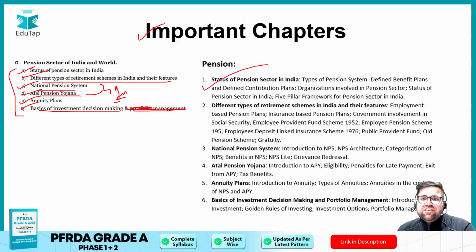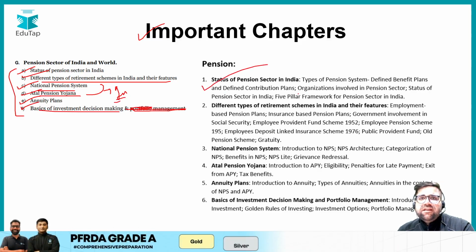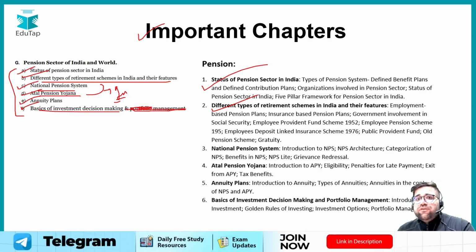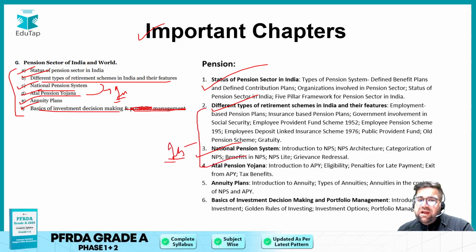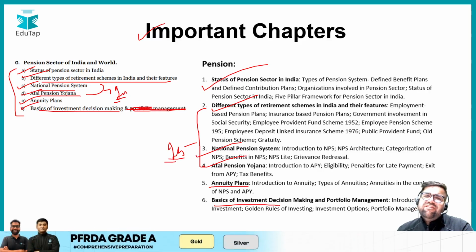So in your status of pension sector in India, you can do the basic stuff. But in your different types of retirement schemes, you will have to do EPF. You will have to do GPF also, and National Pension System and APY. So these 2, 3, and 4 are the most important topics in my opinion. And when it comes to annuity plans and basics of investment decision making, this is again very basic.